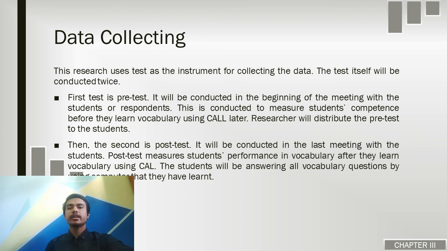And the next part is the technique of data collecting. Like I said before, this research uses tests as the instrument for collecting the data. The test itself will be conducted twice. The first test is the pre-test. It will be conducted at the beginning of the meeting with the students or respondents. This is conducted to measure the students' competence before they learn vocabulary using CALL. The researcher will distribute the pre-test to the students. Then the second is the post-test. It will be conducted in the last meeting with the students. The post-test measures student performance in vocabulary after they learn vocabulary using CALL. The students will answer all vocabulary questions by using a computer, technology that they have learned before.